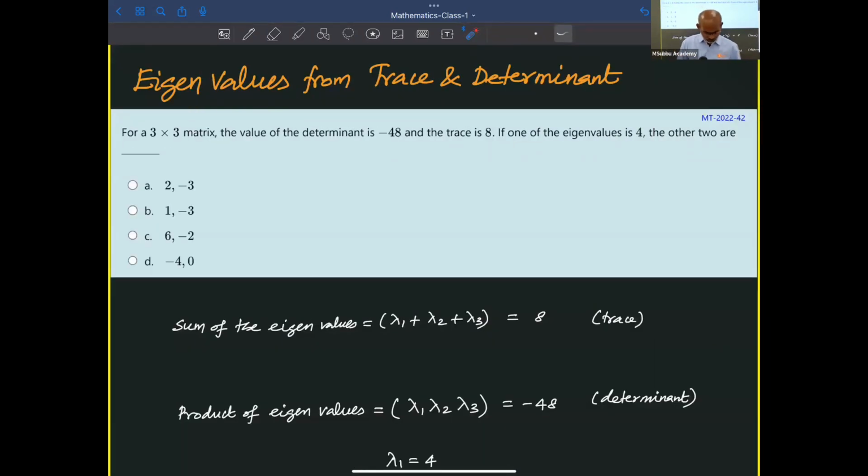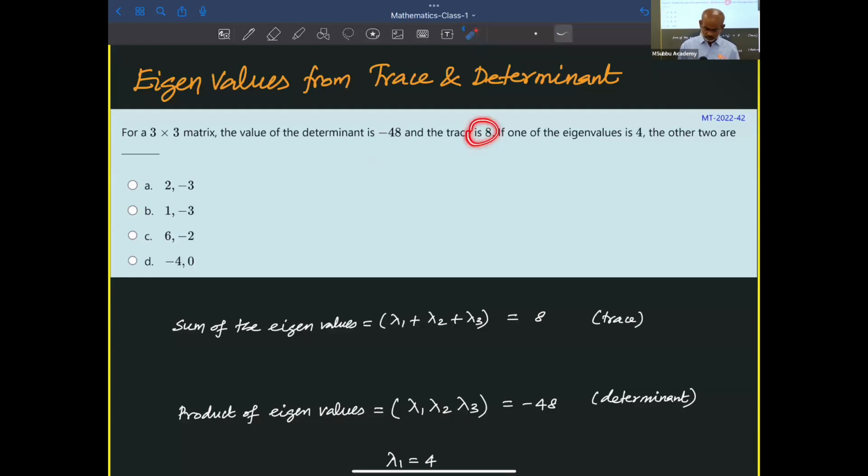Similar again, to repeat: for a 3 by 3 matrix we are given a trace and a determinant. Trace means the sum of the diagonal elements. The value of the determinant is minus 48. Please note it down: it is minus 48, don't simply take it as 48. This minus sign is there. And the trace is 8.